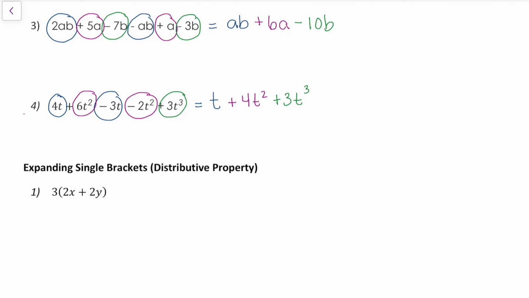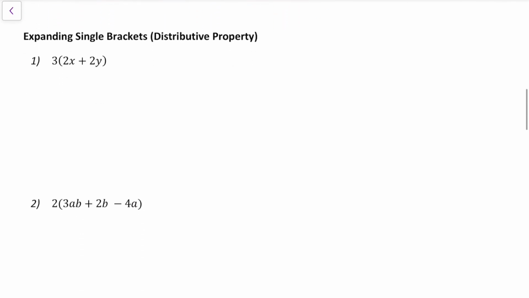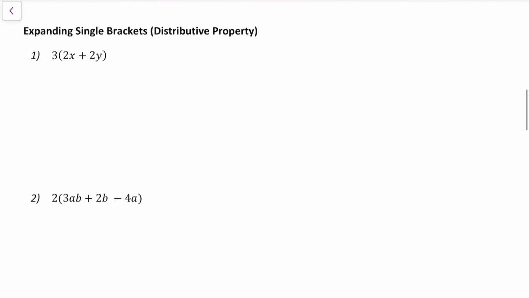The other thing you might come across when it comes to simplifying is when you have a number outside of a set of brackets. And we're going to use something called the distributive property to solve this out. So when you have something outside of a bracket like this, that number outside of the bracket applies to every single term inside of the bracket.